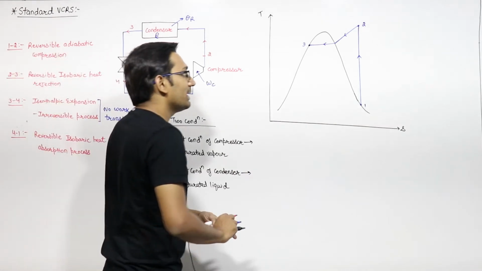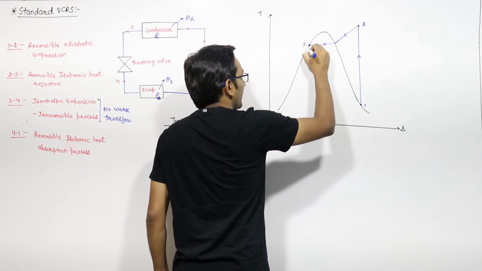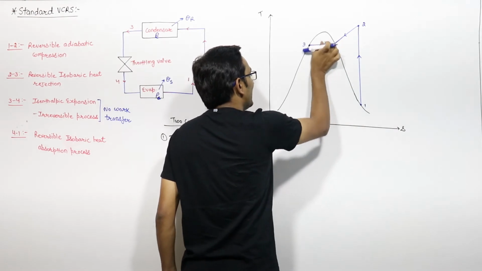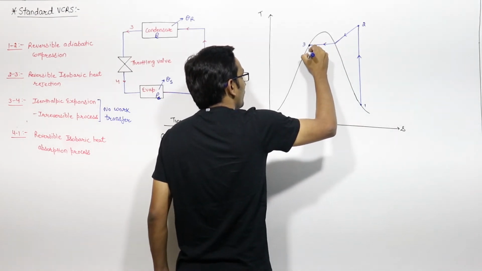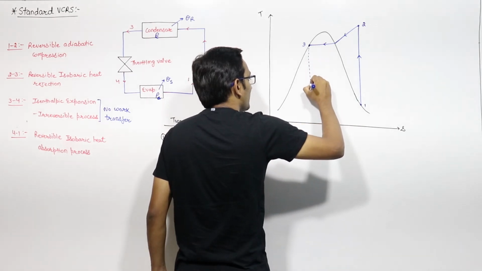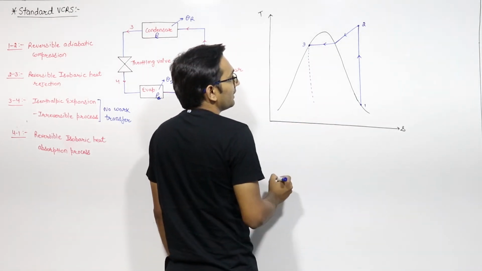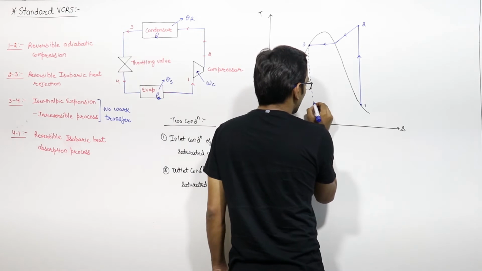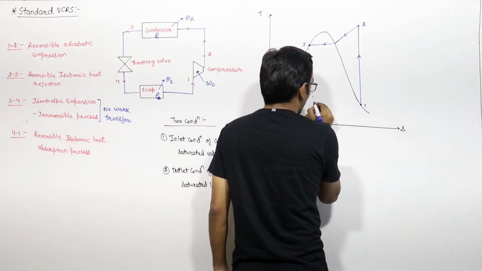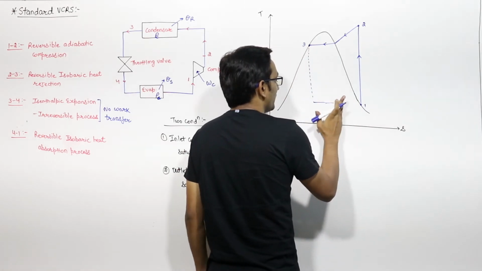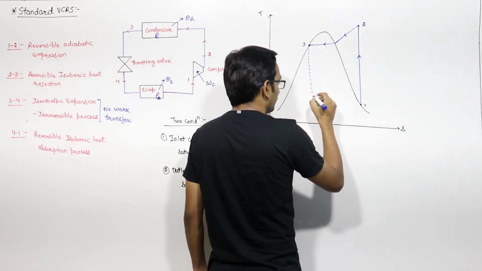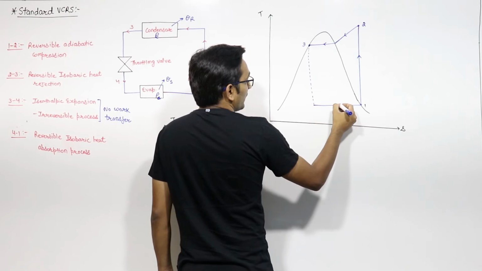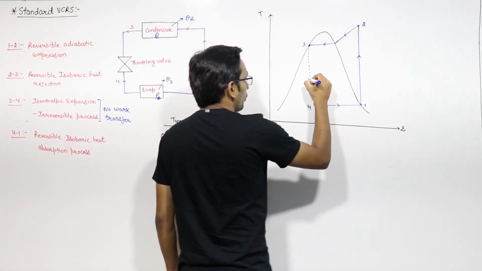Now we have throttling expansion. Why are we showing it with dotted lines? Because it is a highly irreversible process, and we know that irreversible processes are shown with dotted lines. Let us say this is point 4, and now 4 to 1 is constant pressure heat addition.